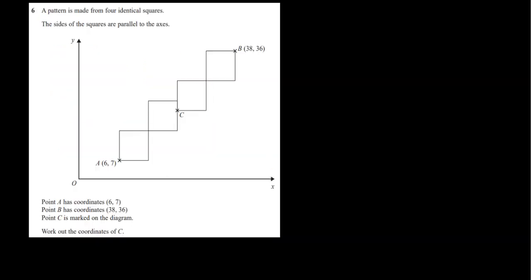Alright, this one was a very interesting question. A pattern is made from 4 identical squares, so all 4 squares are exactly the same. The sides of the squares are parallel to the axes, so the bottom half is parallel to the x-axis, and the vertical sides are parallel to the y-axis. Point A has coordinates 6, 7. Point B has the coordinates 38, 36. Point C is marked on the diagram. Work out the coordinates for point C.